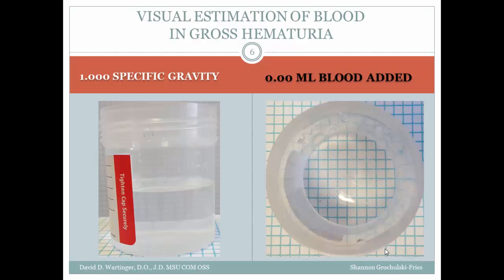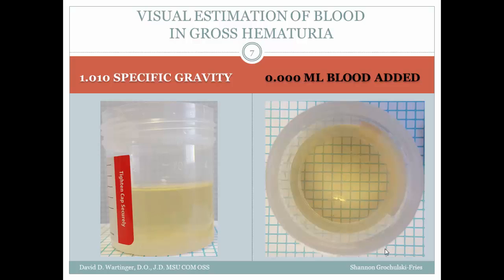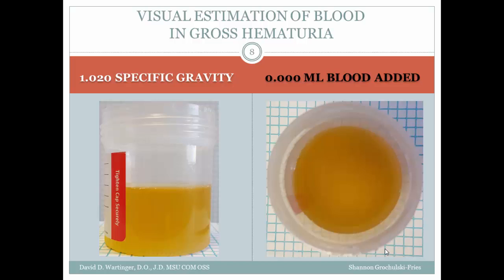The next three slides demonstrate the relationship between urine color and specific gravity or concentration of the urine before the addition of anticoagulated blood to simulate hematuria. Each slide has the same format and displays 50 milliliters of clear urine specimen in a clear specimen cup with top and side views. The specific gravity of the urine before whole blood addition and the amount of blood added to each urine specimen cup are noted on the slide.